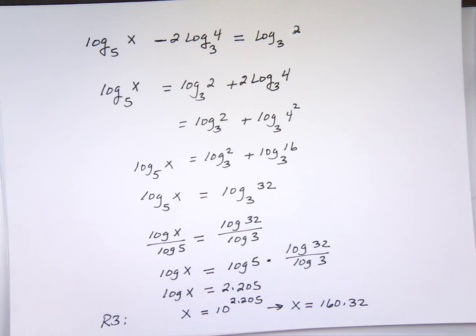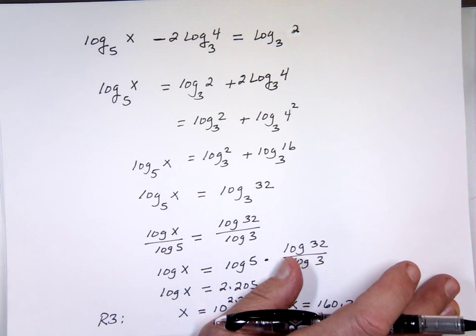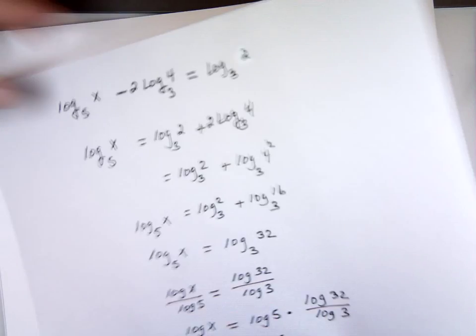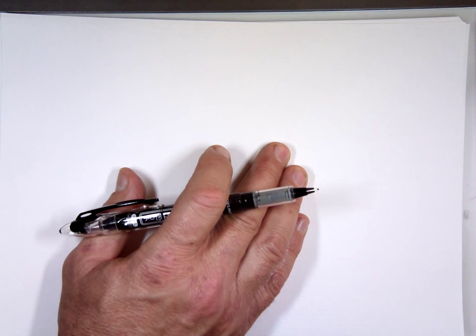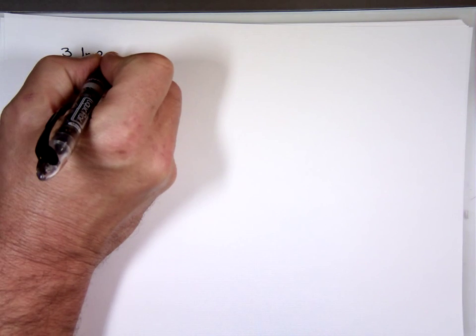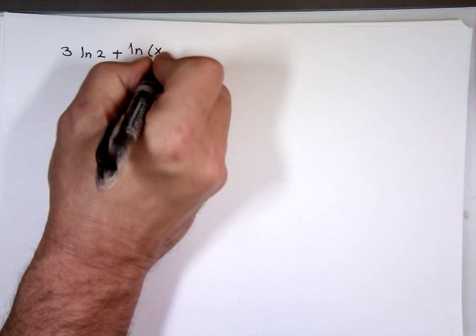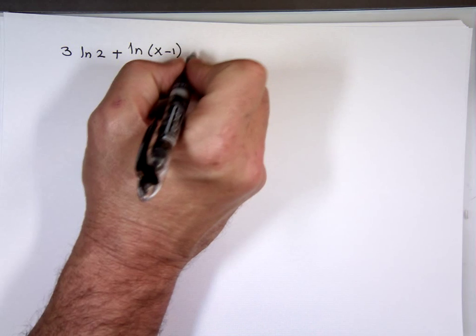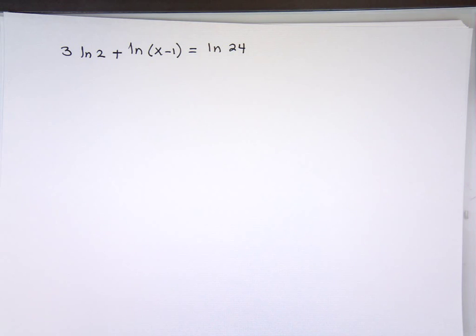Let me try another one. Maybe I'll do ln here. We did a lot of log, but no ln. 3 ln of 2 plus ln of x minus 1 equals ln of 24. When you see the problem has log on both sides or ln on both sides, just say thank you to them, because they just made the problem much easier.